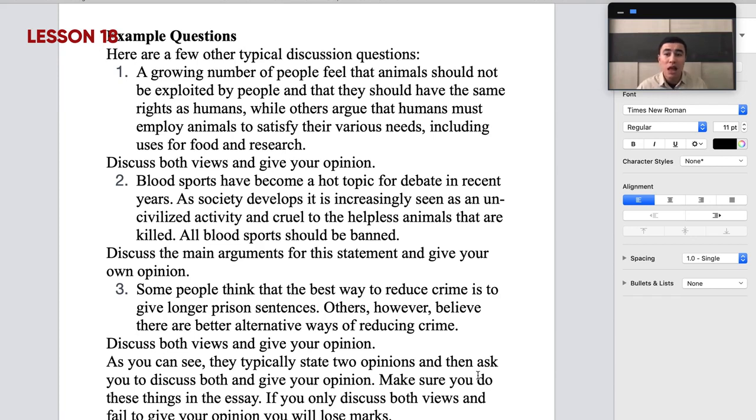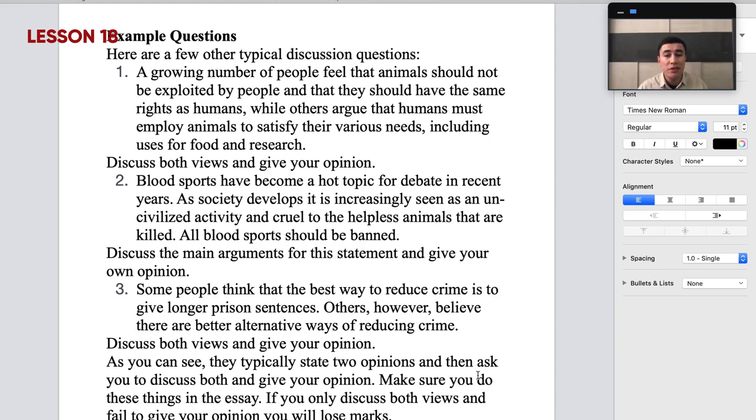Second, blood sports have become a hot topic for debate in recent years. As society develops, it's increasingly seen as an uncivilized activity and cruel to the helpless animals that are killed. All blood sports should be banned. Discuss the main arguments for this statement and give your own opinion.